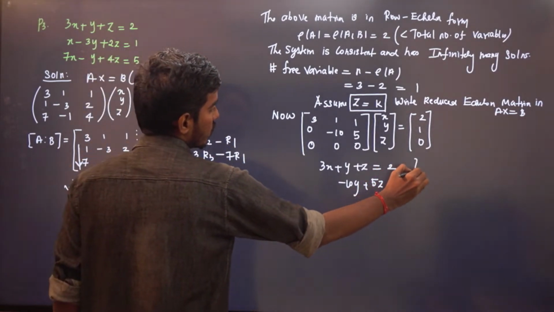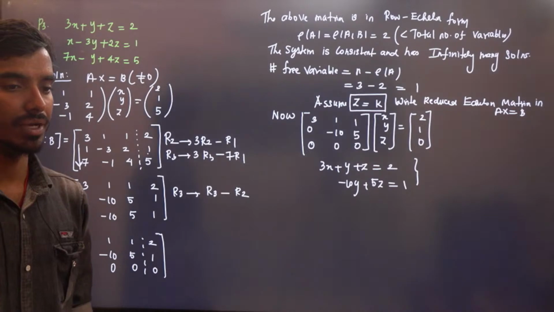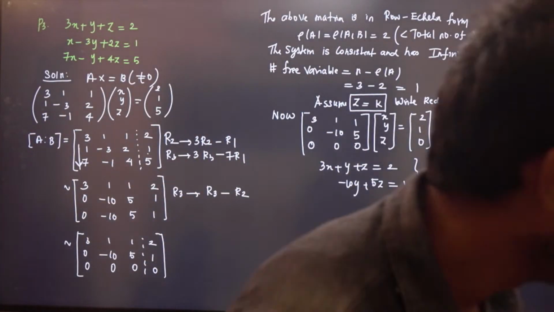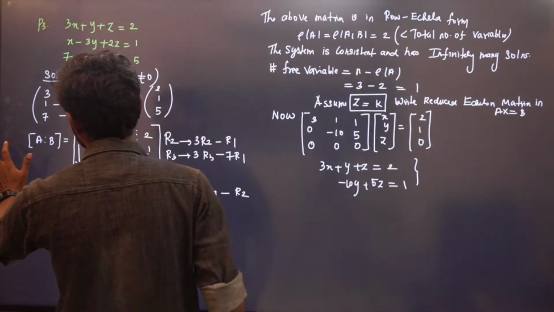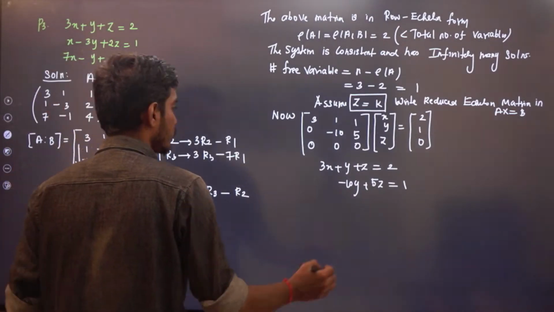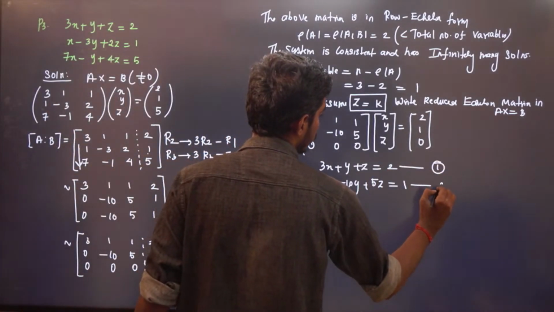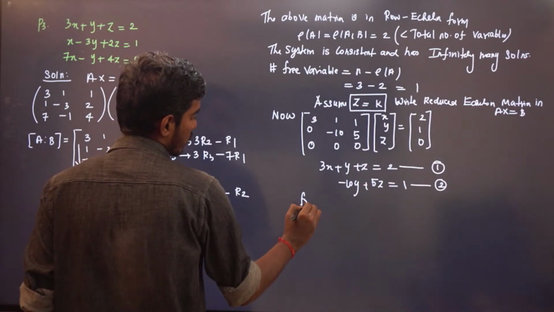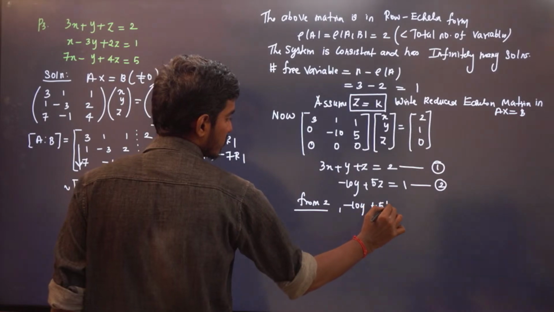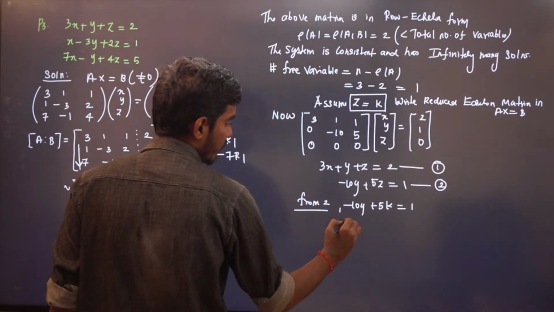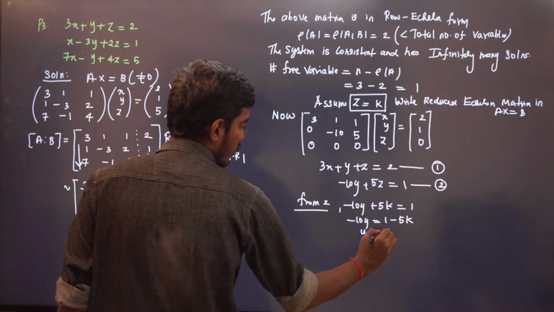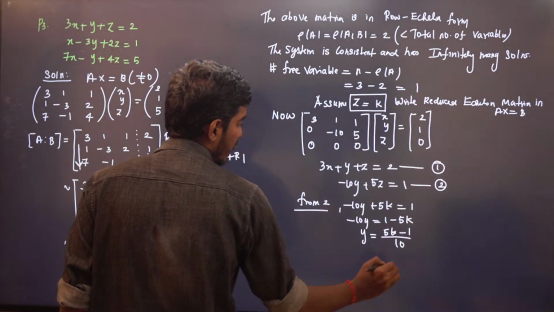See, you have only two equations now, right? In the previous case you had three equations. Here you have only two equations and we know z is k. Let us call these equation 1 and equation 2; your solution will be everything in terms of k. From 2, minus 10y plus 5k is 1, because z is k. So minus 10y is 1 minus 5k. So your y is (5k minus 1) by 10.